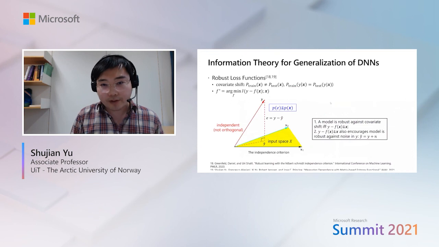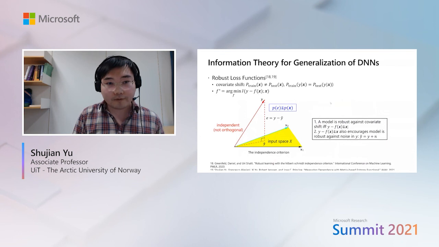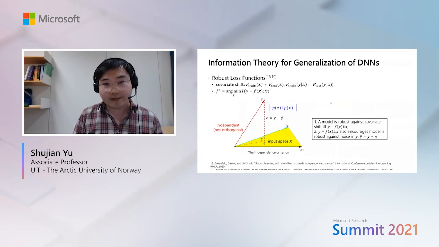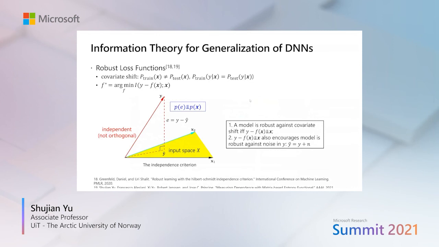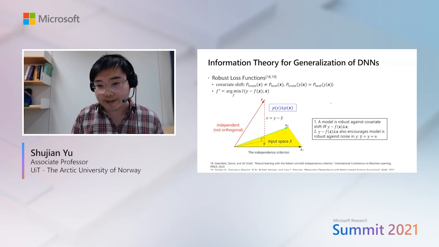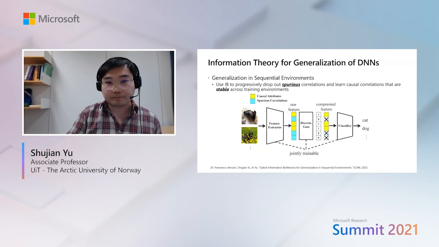In our group, we also use information theory to improve the generalization performance of deep learning. For example, for the problem of classification under covariate shift, which means that the distribution of X changes but the distribution of Y given X remains the same, we have proved and validated that a model is robust against covariate shift if and only if the prediction residue Y minus f(X) is independent of X. Moreover, we also prove that this loss function can encourage the model to be robust against noise in the labels.